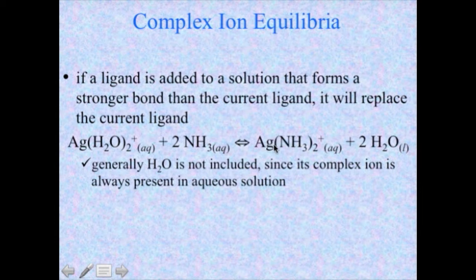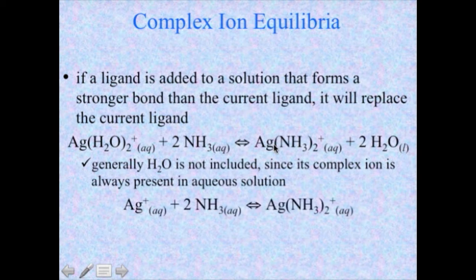And generally when we write hydrated metal cations, where water is the ligand, we don't include water since its complex ion is always present in aqueous solutions. So we simply write it this way and we don't show the water forming a complex ion.